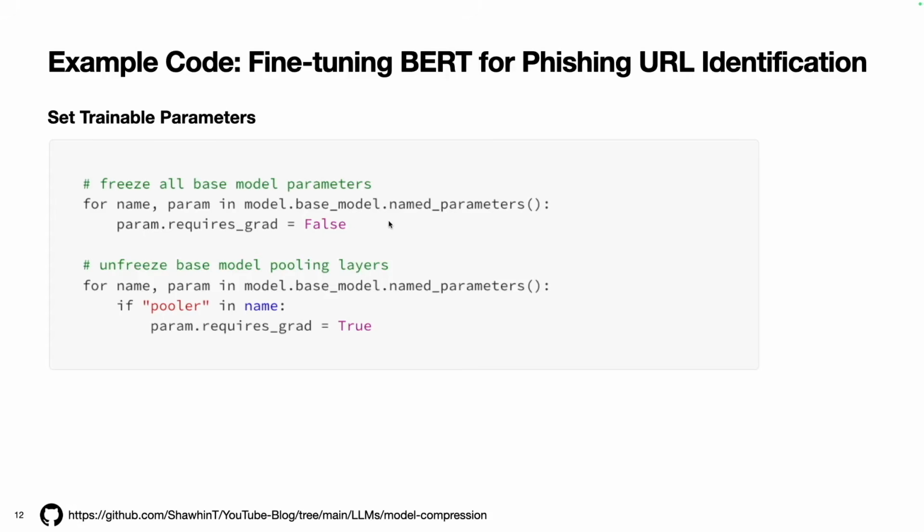Another name for training a model like this is called transfer learning, where we leave the base model parameters frozen and only train a classification head that we add on top of it.